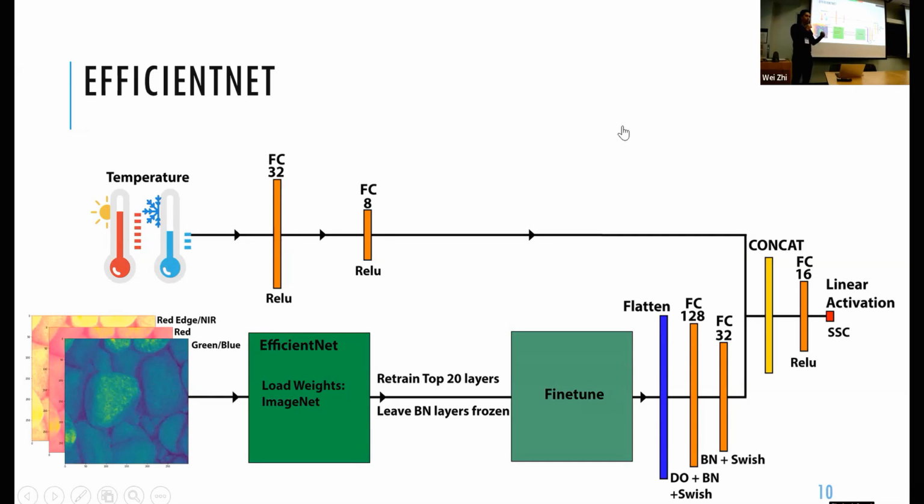So in the fine tuning, we kind of retained the last 20 layers of EfficientNet. We trained them based on our own imagery. But we leave the batch normalization layers alone because those take a lot of time to train. It doesn't really yield improved performance. And the last one is without fine tuning the EfficientNet.